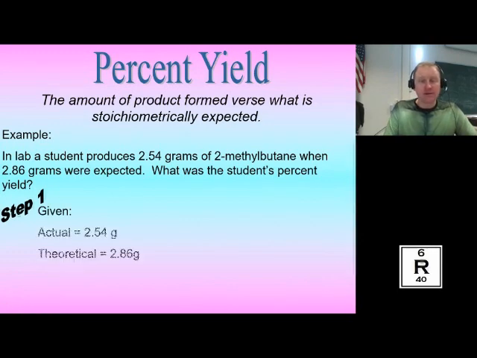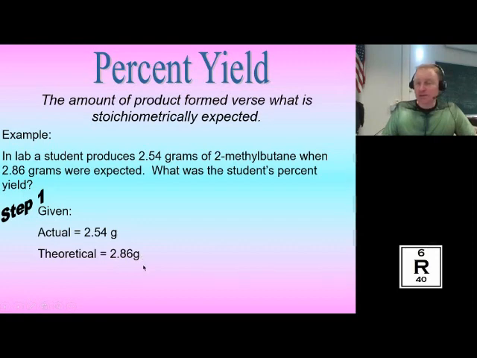So what's given in here? What we actually got is what we get in labs. When we do labs, what you actually mass out, what you actually solve for, will be the actual value. This is what really happened, hands-on. But theoretically, with stoichiometry, if we have a balanced equation, we could determine what we would expect to get before the lab even starts. So this number often comes from our theoretical calculations, which would be a stoichiometric problem.